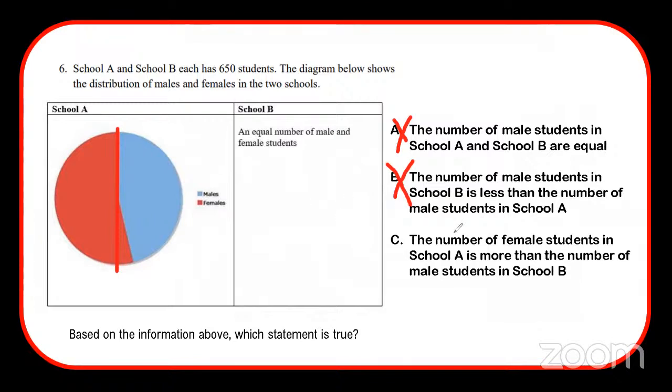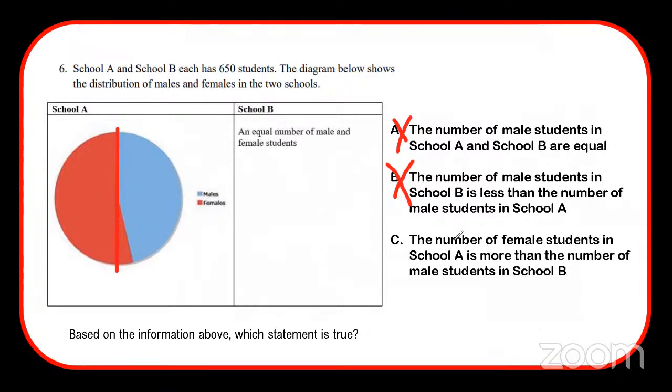Let's look at C. The number of female students in school A is more than the number of male students in school B. Tell me, is that true or is that false? The number of female students. Are you noticing here in the graph in school A, we have more than half of the population being female? More than half of the population at school A is female. And remember that both schools have the same amount of students. However, at school B, half the population is female.